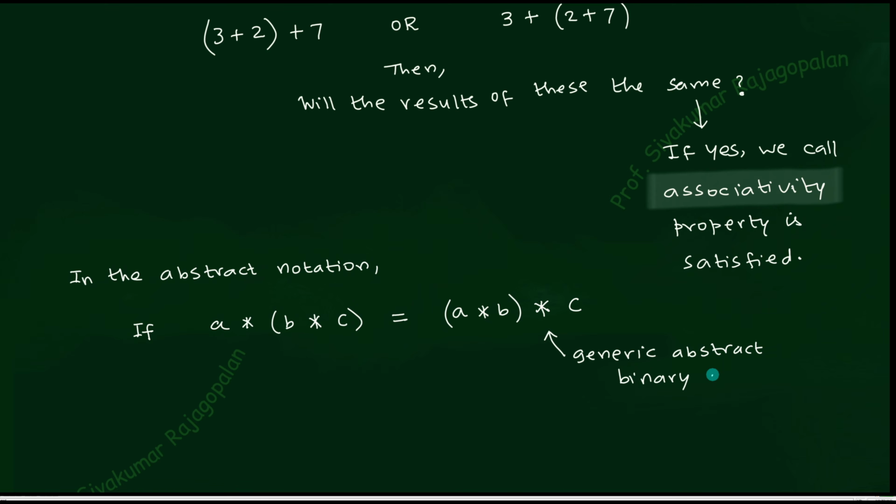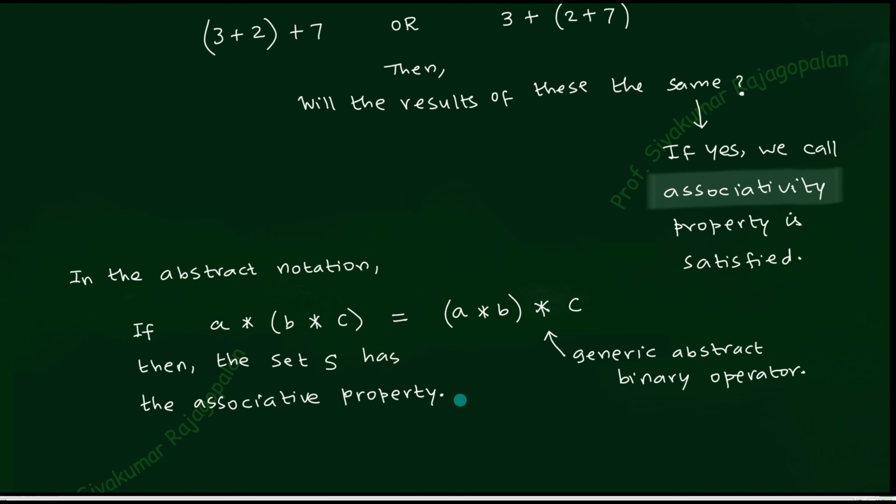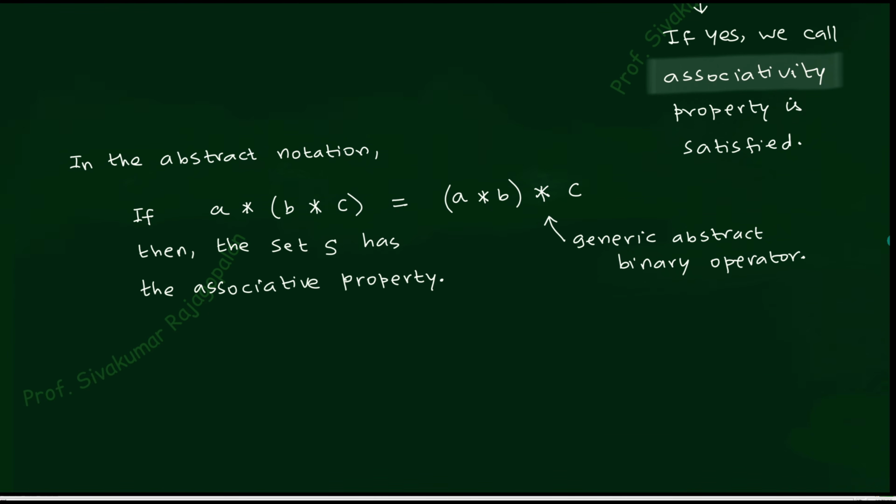Now I would like to say once again that the star is representing a generic binary operator. Generic means abstract binary operator. So binary is something that has to be satisfied, only then we can do this, as I already told you. And therefore let us make the conclusion then. If this kind of equality is there, then we say that the set will have the associativity property. The set capital S, whatever symbol that you are going to use, the set will have the associativity property. So this is the conclusion. This is the abstract notation that we have.